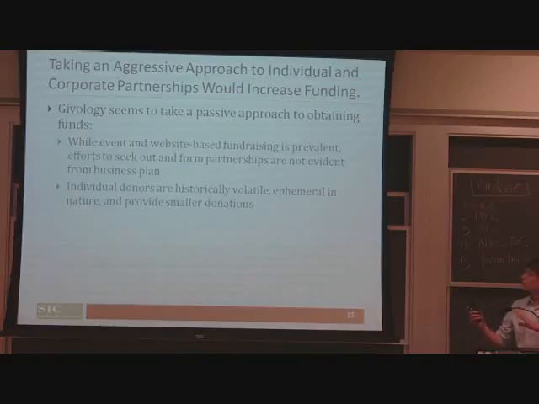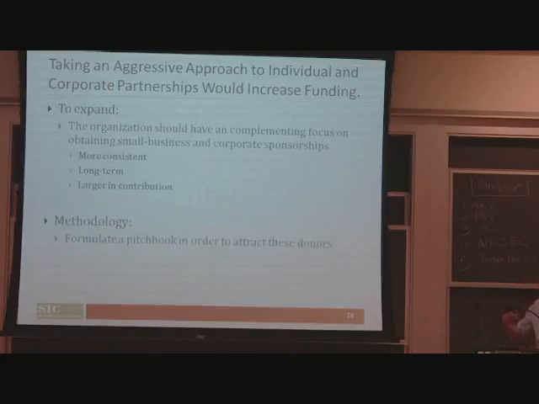Something else we noticed historically in working on a lot of projects is that individual donors are volatile. You may get a one-time donation. It's very ephemeral in nature, and you're not really going to have a longer lasting relationship with the partner. So, to expand, as Taylor was talking about, we want to complement, not get rid of, the microsite, with this macrosite, to try and have more consistent donations and funding, something that's longer term if you're partnering with a corporation, and something that's larger in contribution.